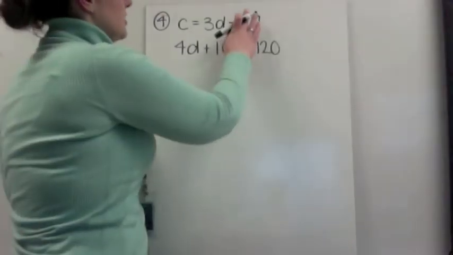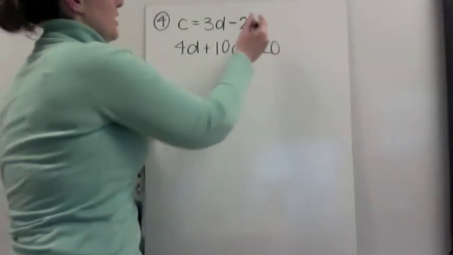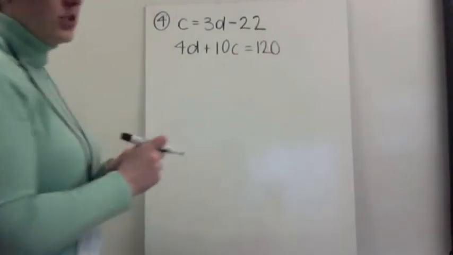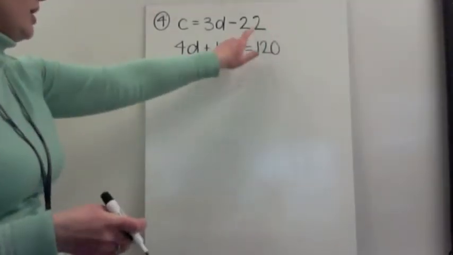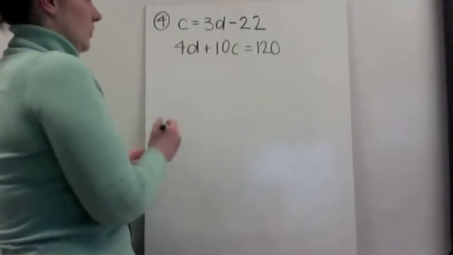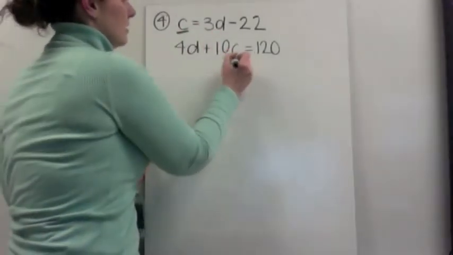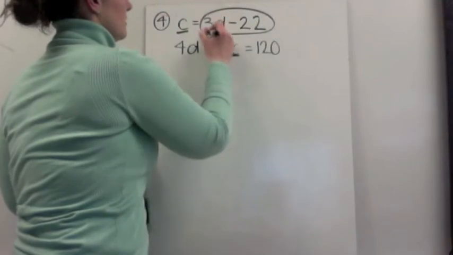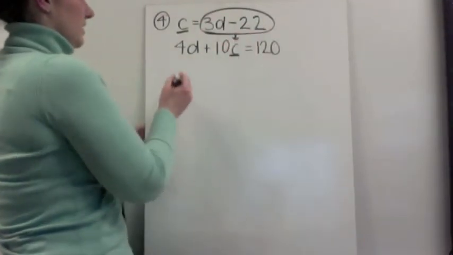We actually changed this problem right on your worksheet, changed the 27 to a 22. He made a mistake. This is what our problem should be. So number 4 of our homework should be c equals 3d minus 22. So again, here's c, here's c, here's what c equals. So that goes into my problem.